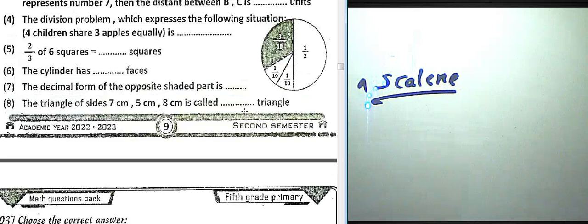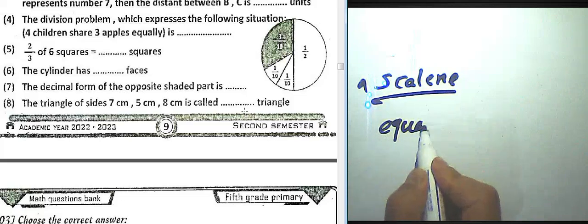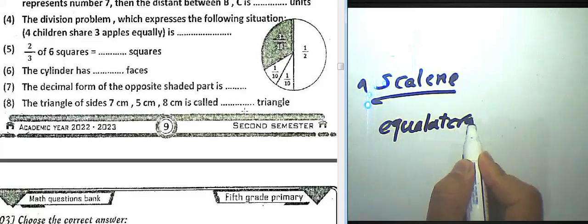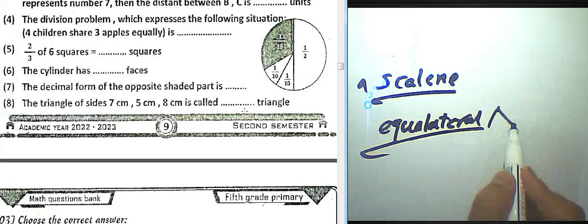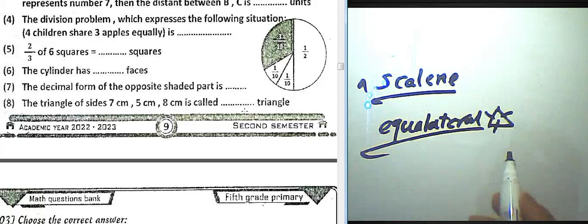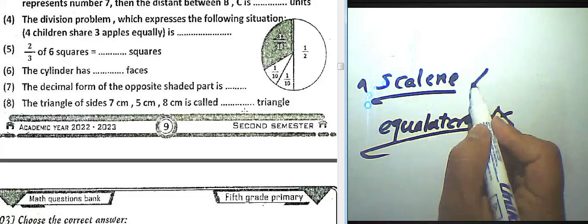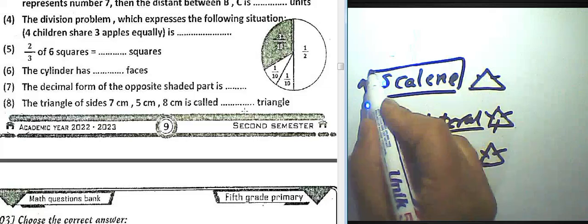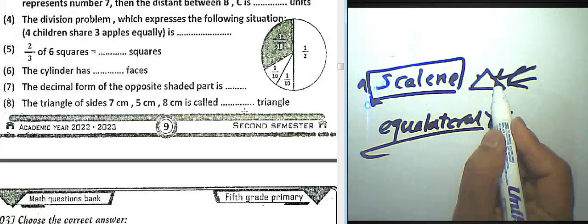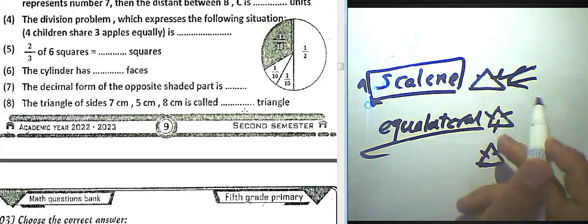But if all sides are equal in length, we call it equilateral. We have an equilateral triangle. Equilateral triangle if all sides are equal in length, and we call it isosceles if we have two sides equal in length. Okay, we have equilateral if all sides are equal in length. Scalene, such as this example, we must write scalene triangle because all sides are different in length.